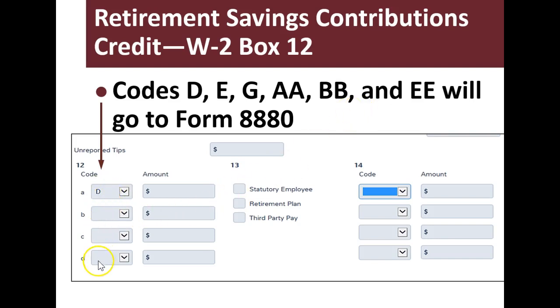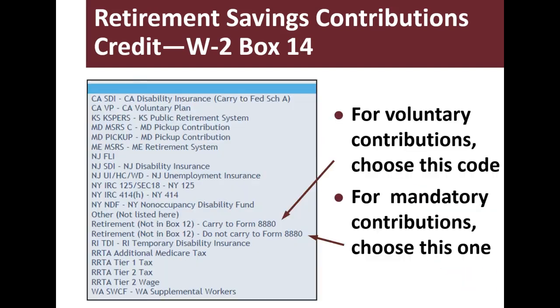So you put those codes in D, and again in Box 13 you typically will mark retirement plan, put an X in there. Now, Box 14 is a little bit different. There's a drop-down menu, and it looks like this. And there are two entries here. One, again, if it's voluntary, you'd click this one to carry to an 8880. If it's not a qualifying plan, then you click this entry.